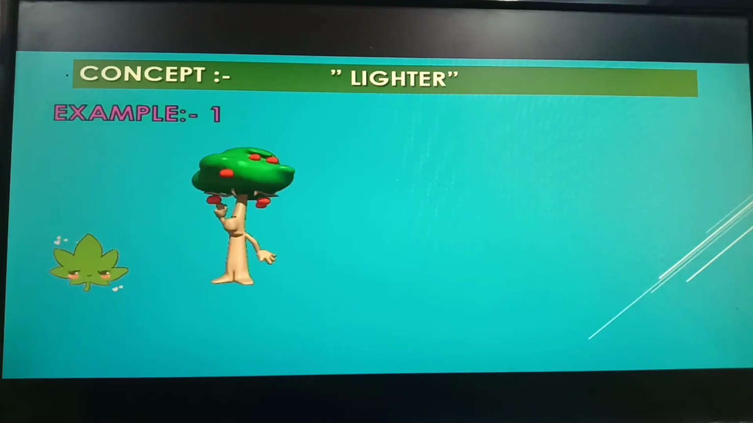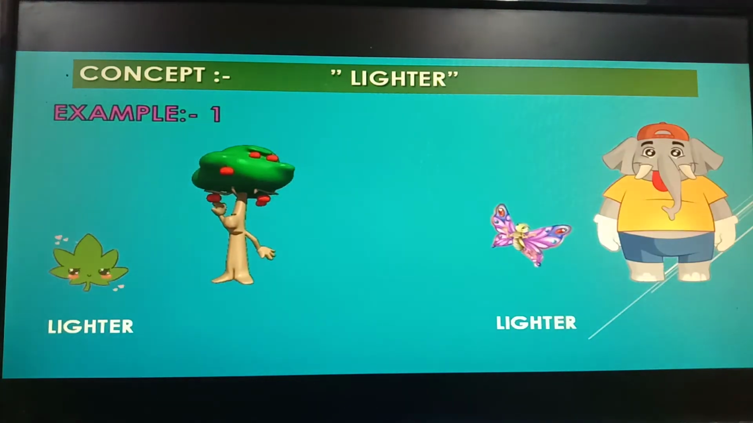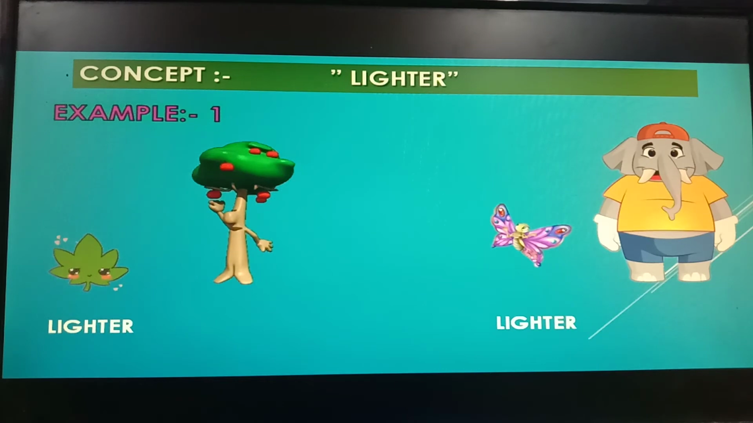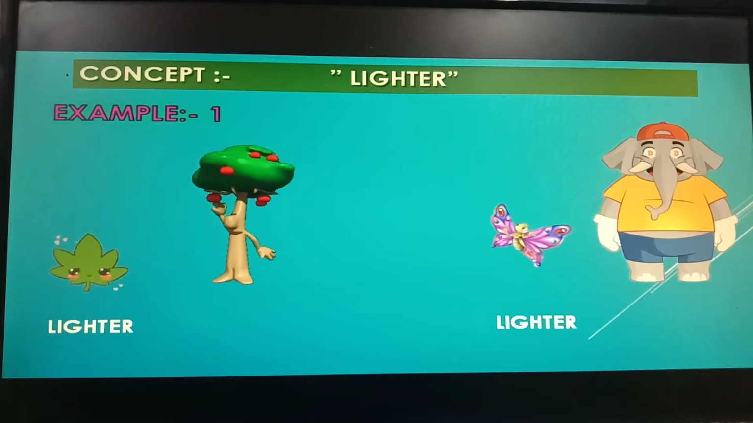Concept lighter. Example 1. Leaf and tree is here. Leaf is lighter than tree. Butterfly and elephant is at right hand side. Butterfly is lighter than elephant.